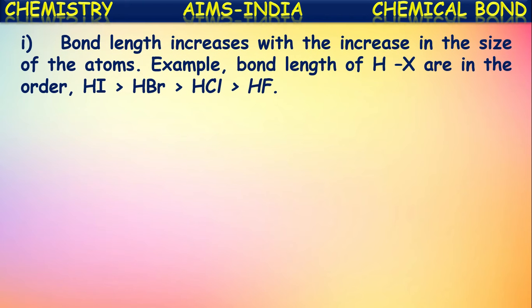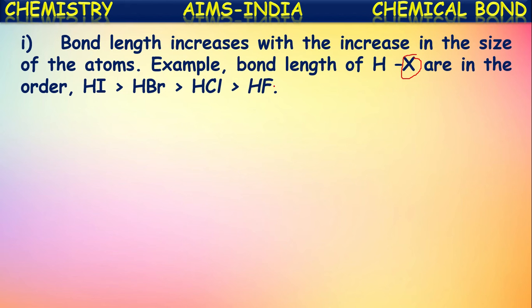Bond length increases with the increase in the size of the atoms. For example, the bond lengths of HX are in the order HI is greater than HBr, which is greater than HCl, which is greater than HF. If you observe here, in all the molecules one atom is common, hydrogen, whereas the other atom is a halogen, in the place of X. These all belong to the same group, the halogen group, that is group 7A.